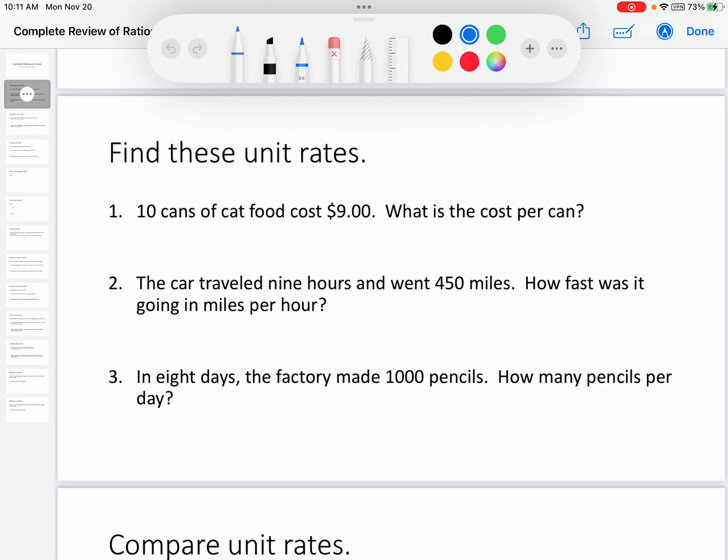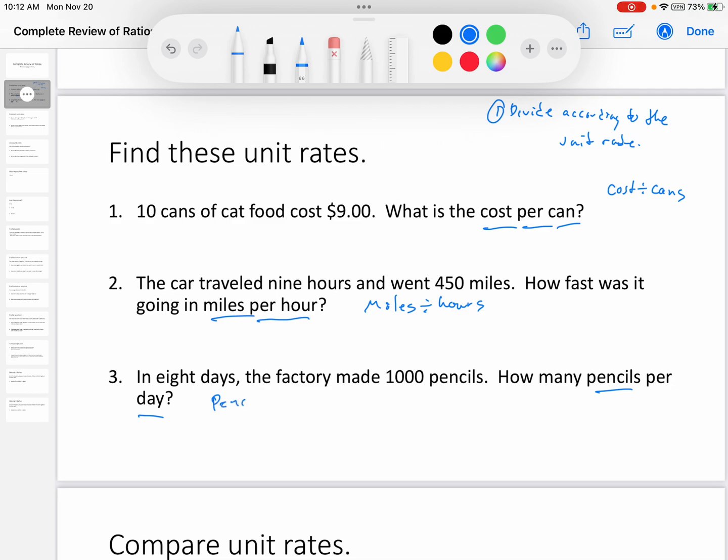The way to find a unit rate is to divide according to the unit rate. Since this says cost per can, we do cost divided by cans. Since this is miles per hour, we do miles divided by hours. Since this is pencils per day, we do pencils divided by days. So you will have a calculator to use.